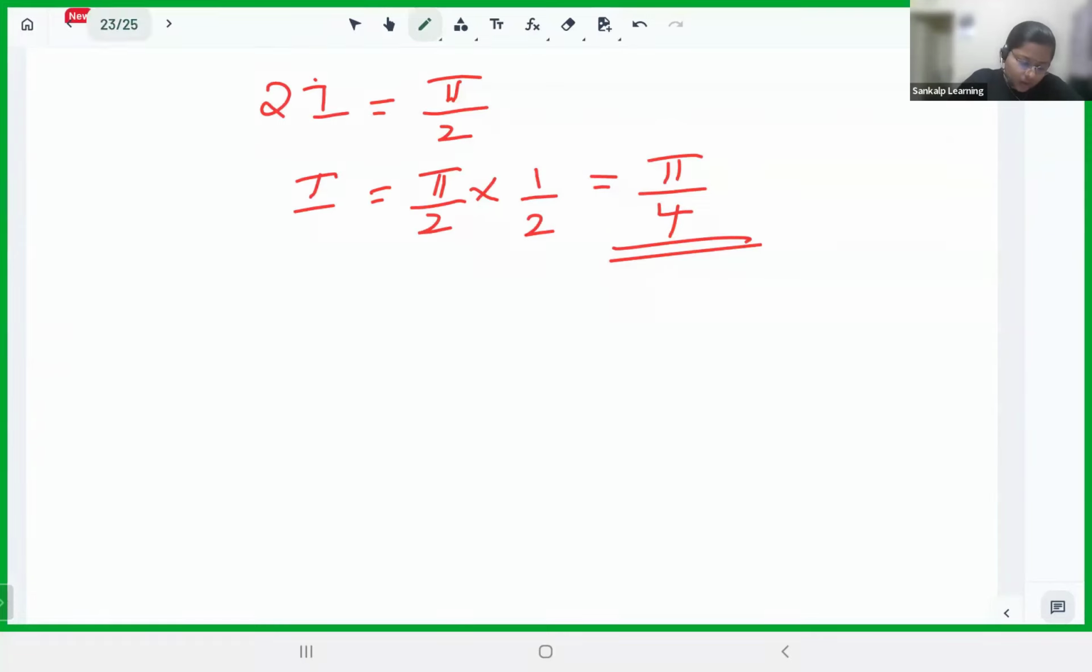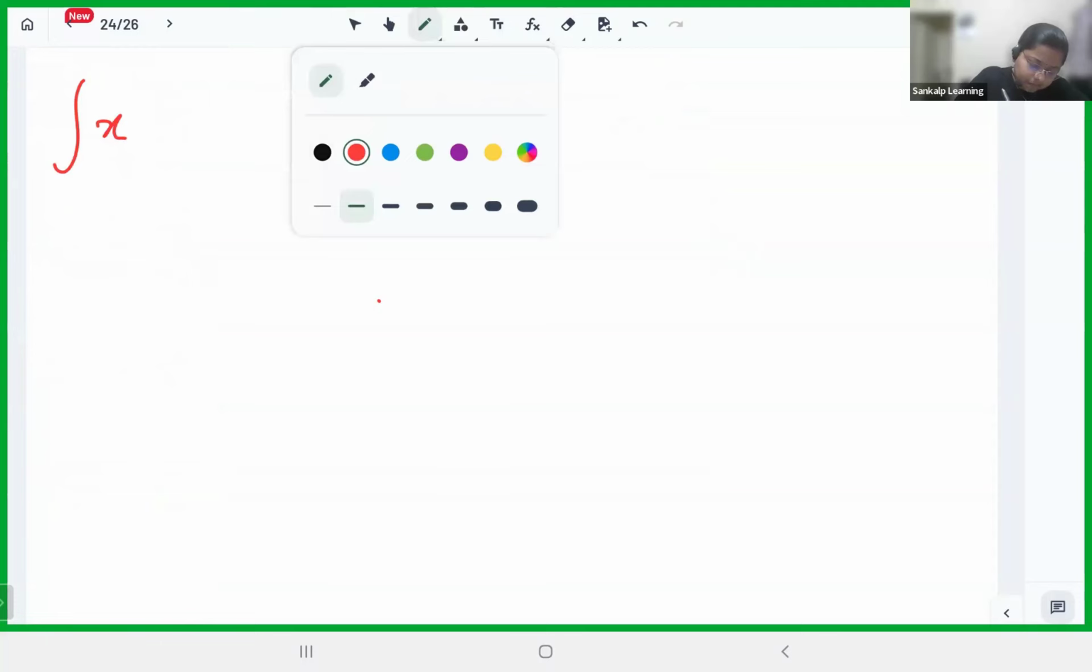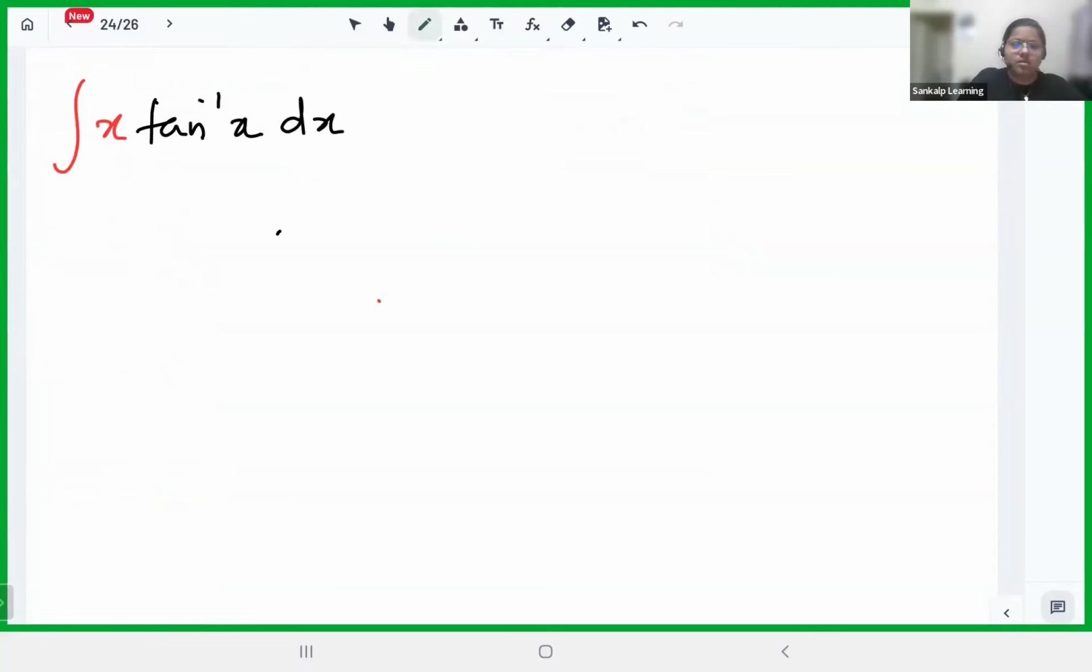Alright. Now, moving on to our next question. Integral x into tan inverse x dx. So again, it's a product of two functions. What we have to do here is check whether it follows the ILATE rule, that is x into tan inverse x, right?